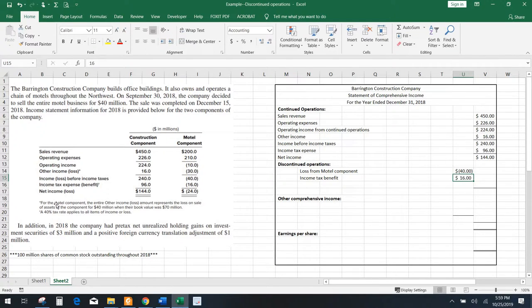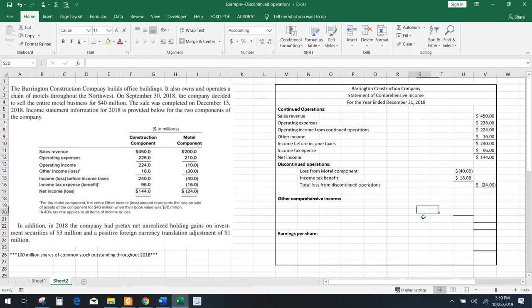And I believe that 16 is 40%. So let's just multiply that out to check. That equals 0.4, 40%, times 40, and it's 16. Okay, and so this is total loss from discontinued operations, and that equals this plus this. All right.